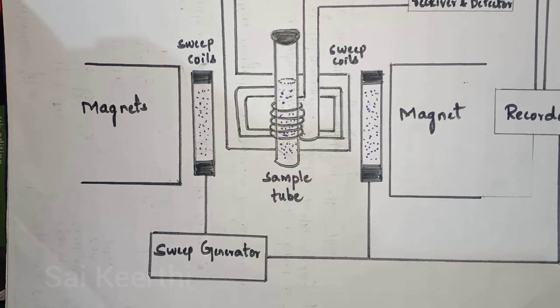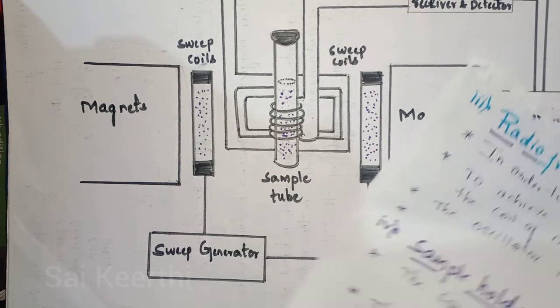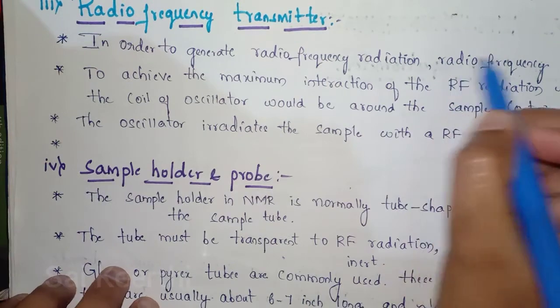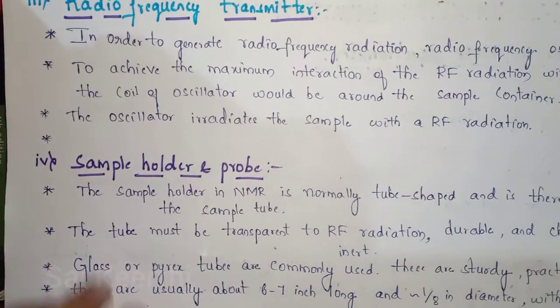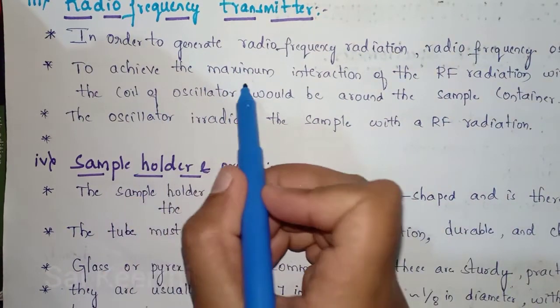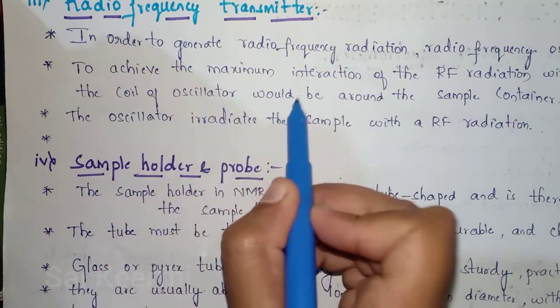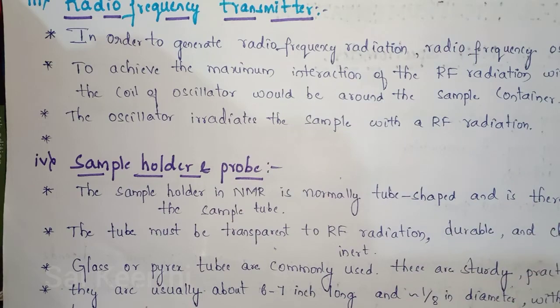Then the alpha state will occur. Then we will pass radio frequency to bring the nuclei into resonance. You can call the nuclei protons also. In order to generate radio frequency radiation, we will use a radio frequency oscillator, and to achieve the maximum interaction of the RF radiations with the sample, the coil of the oscillator is placed around the sample container.